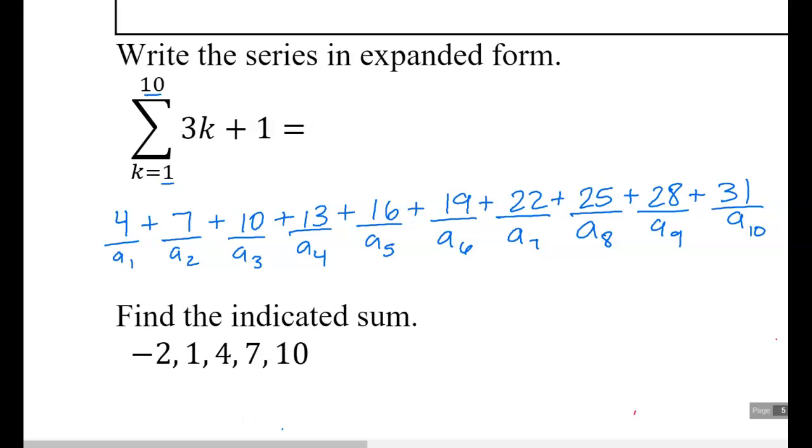Then I just add all of those values together. And when I add all of those together, I get 175. And that is my summation. That is what my series is equal to. Are there any questions so far? I'm so mad that it went crooked.